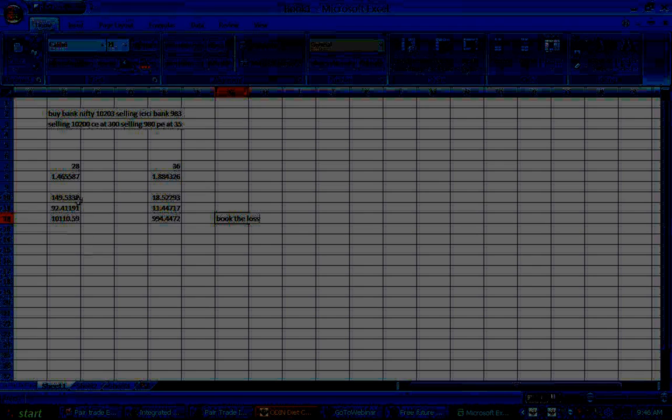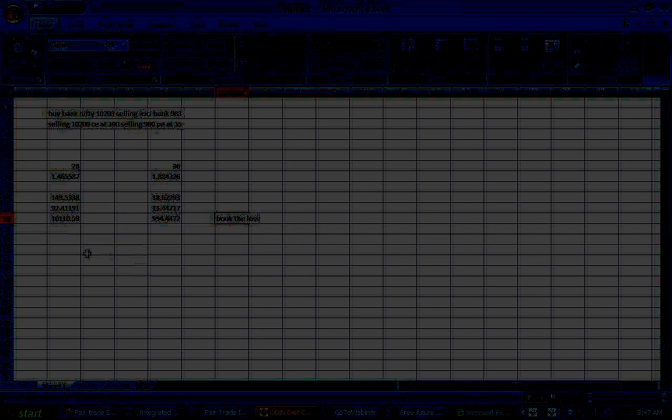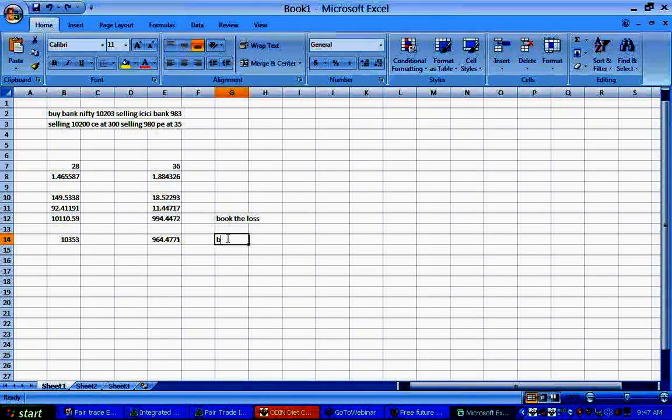Same time, how will I book the profit? Because 149 points I am expecting here, 18 points I am expecting here. So my best case expectation will be 983 minus 18, and my best case movement will be 149, or 10,203 added with 150 points. My best case scenario: 10,353 it should go, and this one has to come down to 964. This is also a remote possibility, but this is a best case scenario wherein I will book the profit.